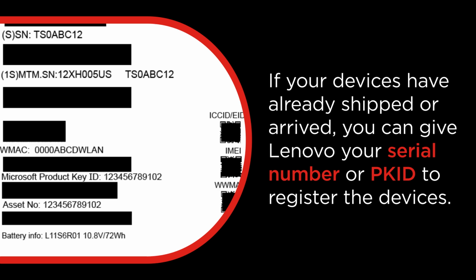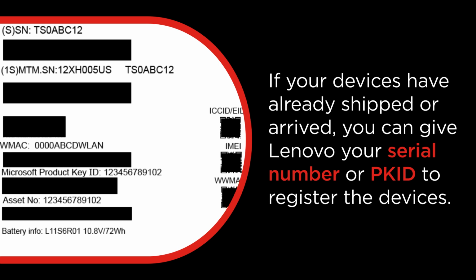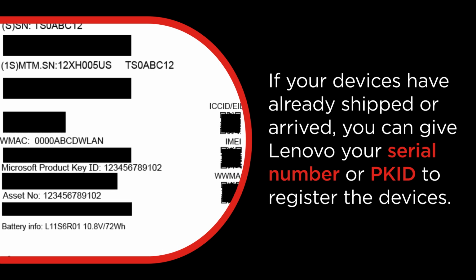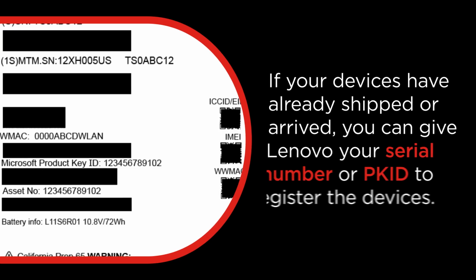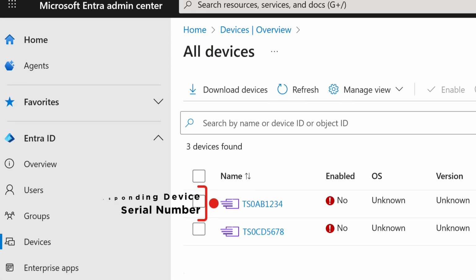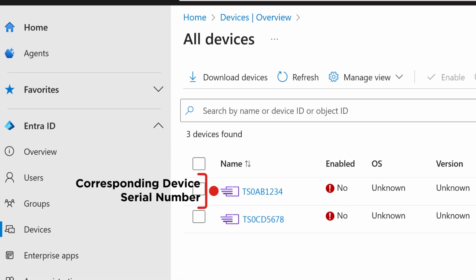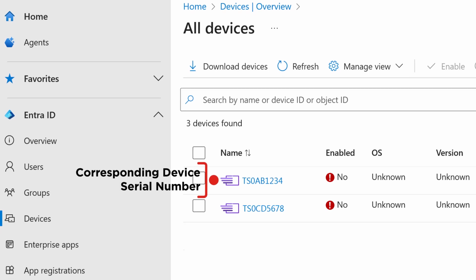If your ThinkSmart devices are already in the distribution channel or at your premises, you can provide Lenovo with the device serial number or Microsoft product key ID found on the product and carton labels to register it with Autopilot. Once Lenovo registers your devices with Autopilot, they will appear in your Entra portal and the registration will be complete.